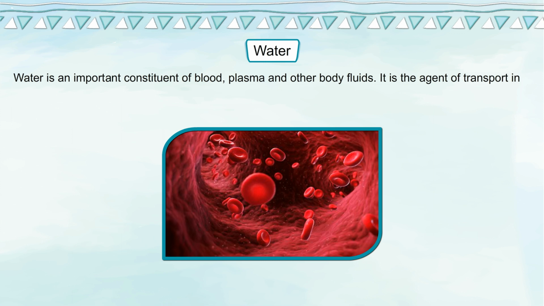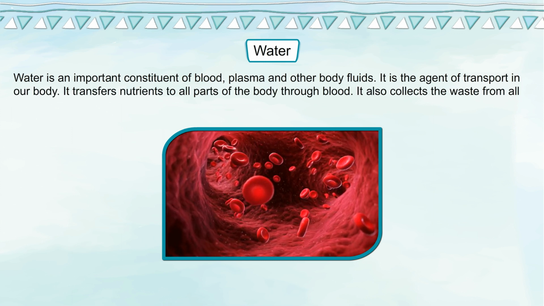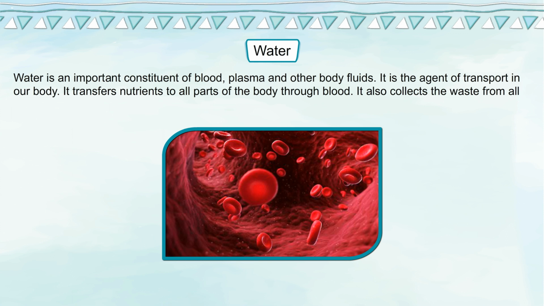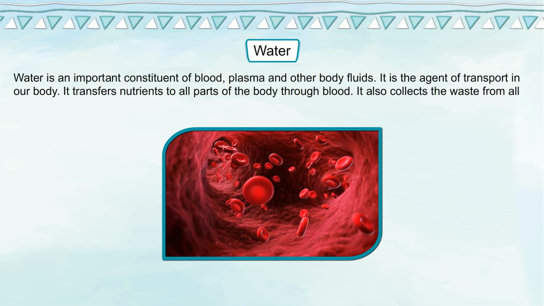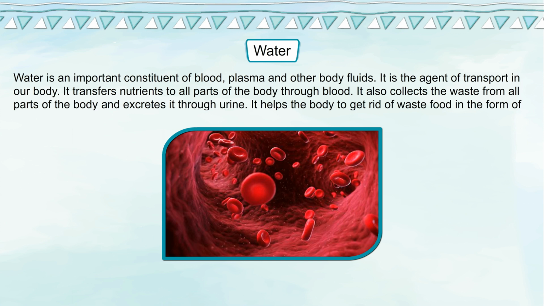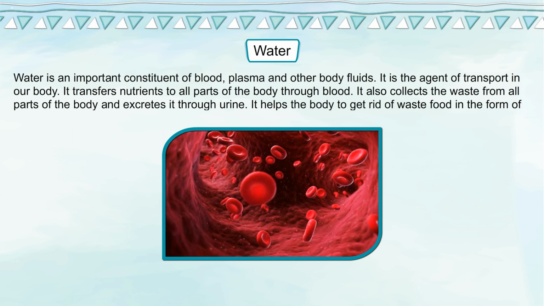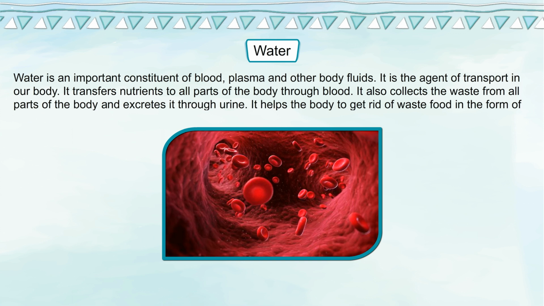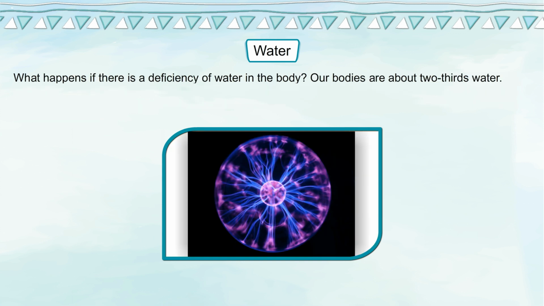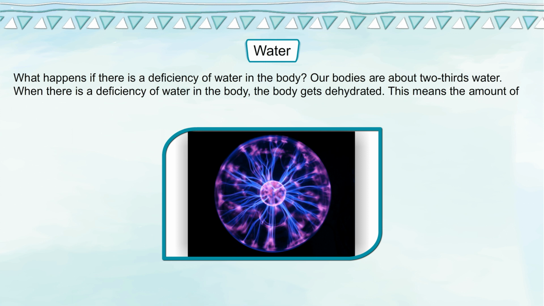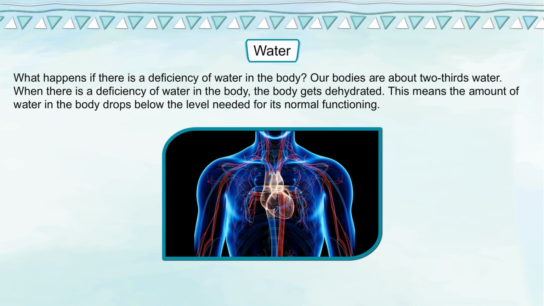It is the agent of transport in our body. It transfers nutrients to all parts of the body through blood. It also collects the waste from all parts of the body and excretes it through urine. It helps the body to get rid of waste food in the form of feces. What happens if there is a deficiency of water in the body? Our bodies are about 2/3 water. When there is a deficiency of water, the body gets dehydrated. This means the amount of water in the body drops below the level needed for its normal functioning.